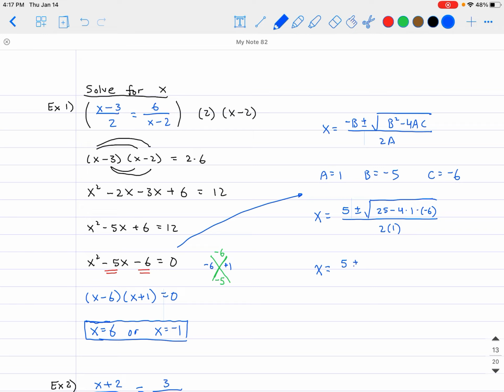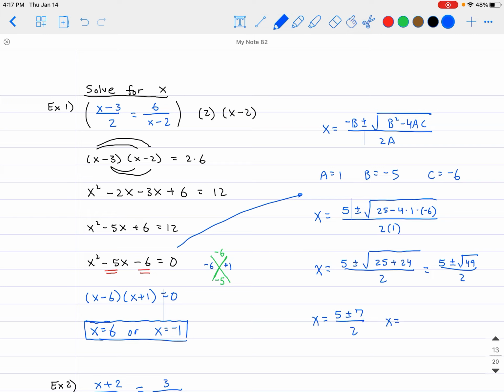So 5 plus or minus the square root of, on the inside, I am seeing 25, and it looks like it's going to be plus 24, all divided by 2. Well, fortunately, it comes out to be 49 if I'm looking at it correctly. So 5 plus or minus the square root of 49 divided by 2. And so x is equal to 5 plus or minus 7 divided by 2.